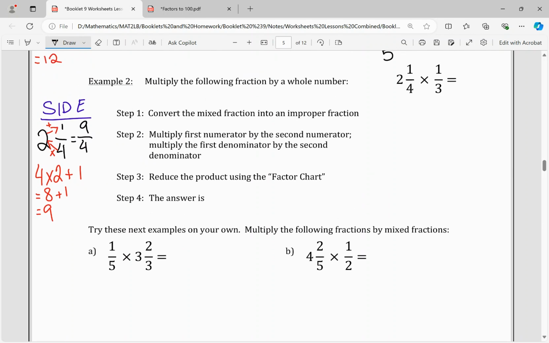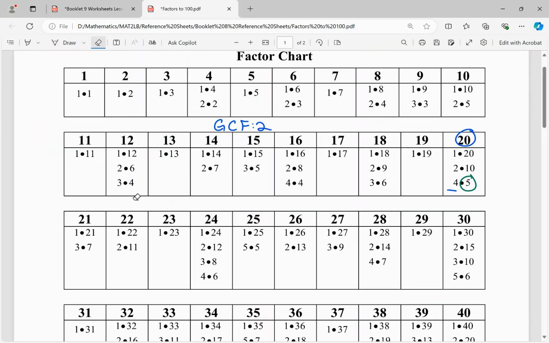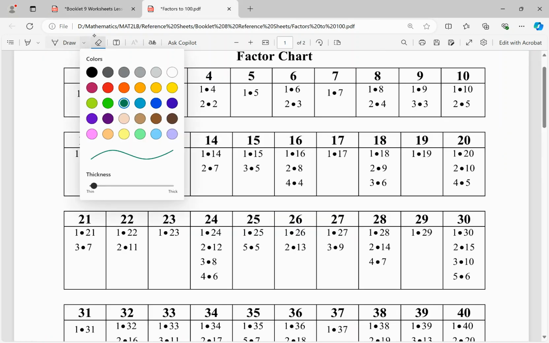So now that we know that we can rewrite 2 and a quarter as 9 over 4, we can rewrite this problem without the mixed fraction, and we can multiply the two numerators, 9 and 1 make 9, as well as the two denominators, 4 and 3 make 12. Final step, we visit our factor chart, erase our previous work, and look for the greatest common factor between 9 and 12.